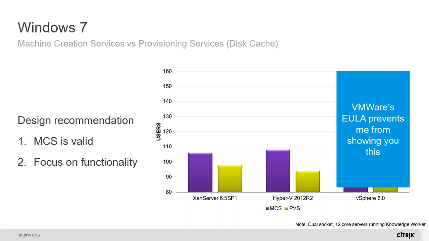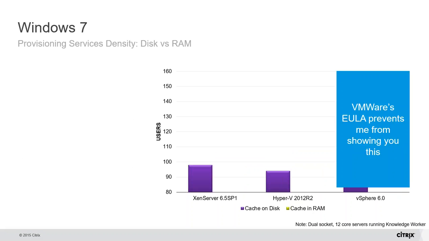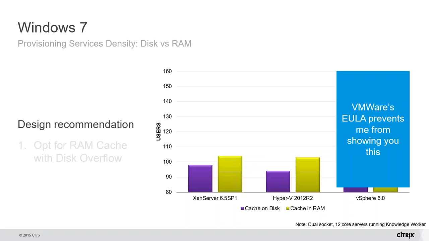In this case, if you look at MCS versus PVS disk cache, MCS clearly won. But with some of the latest things in PVS, people are moving away from the disk caching technology. So now we look at PVS disk cache versus PVS RAM cache. And what you now see is that with the RAM cache with Windows 7, we started getting a little bit greater density on our servers.